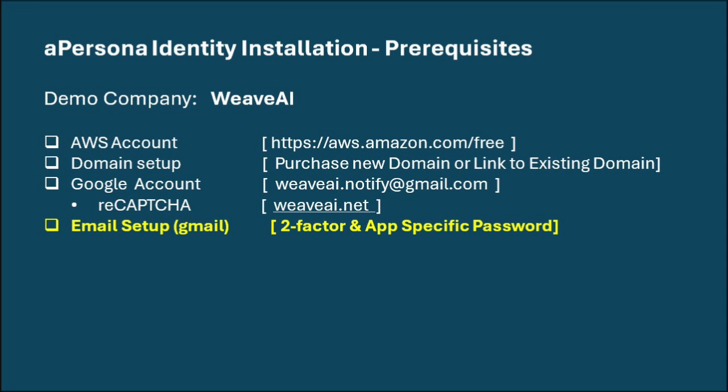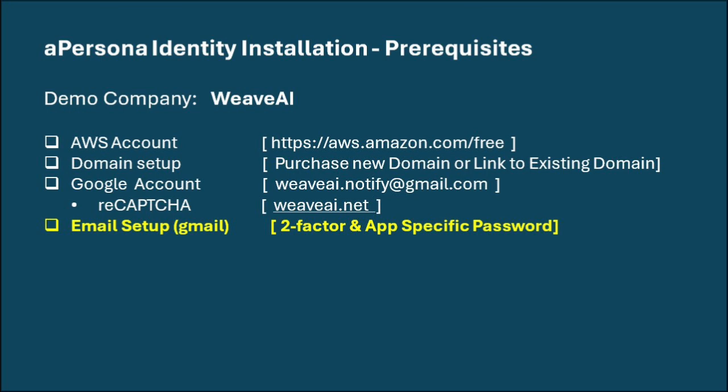aPersona Identity Email Account. aPersona Identity requires an email account that will use to send alerts, one-time passcodes, and notifications to administrators and end users. You may use any email account you wish that can support sending emails via SMTP or SMTPS. In our demonstration, we will be using the same Google account we used in the last section to create our reCAPTCHA keys. Setting up Google email for SMTP sending requires a couple of settings. To use a Google email, we must ensure we have two-factor setup and also an app-specific password. So for our install, let's set these up in our Google account.